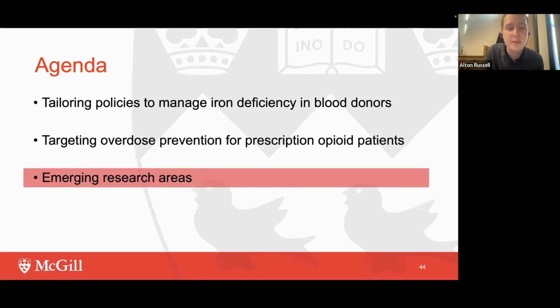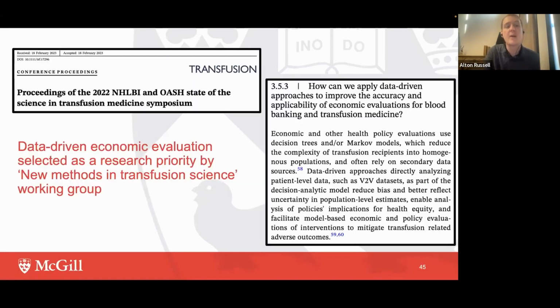So I realized I went a bit over the time, so I'm going to be very brief on the emerging research areas. Just to say, I was part of the State of the Science in Transfusion Medicine working group that focused on new methods in transfusion science. This is setting priorities for the National Heart, Lung, and Blood Institute, which is one of the National Institutes of Health in the United States.